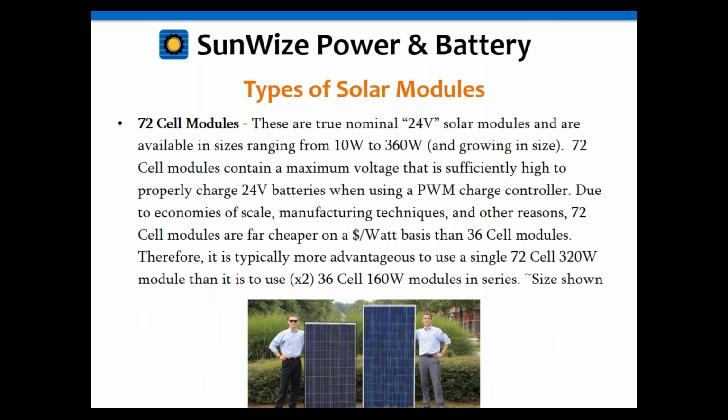The 72-cell modules, which get rather large, are great for large 24-volt and 48-volt systems. You can find them in smaller sizes too. Sunwise does sell them as small, I think, as 20 or maybe 40 watts. The more common ones are as big as 320 watts or so. They're great for working on large projects and very cost-effective for that. As a matter of fact, they're as cost-effective as the 60-cell modules, making me wonder why people even bother with the 60-cell modules for off-grid applications when you can use the 72-cell modules instead, because they're just as competitive price-wise.